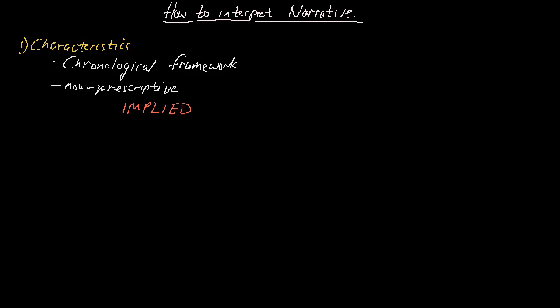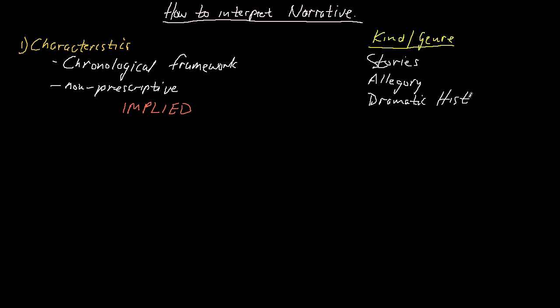A second thing that we need to take into consideration will be the kinds or genres. You have different kinds or genres of narratives. The first one will be stories. You have many stories in the Bible, like the story of Moses in the basket, Joseph in the well. Another one is allegory. Characters and events are actually symbols of something else, like the sower and the seed in Matthew 13. The seed represents people who will receive the gospel.